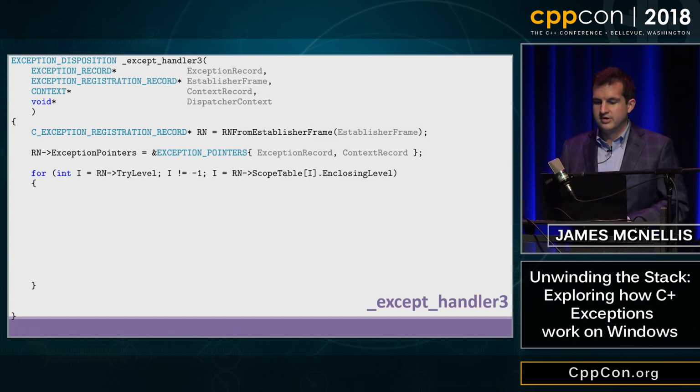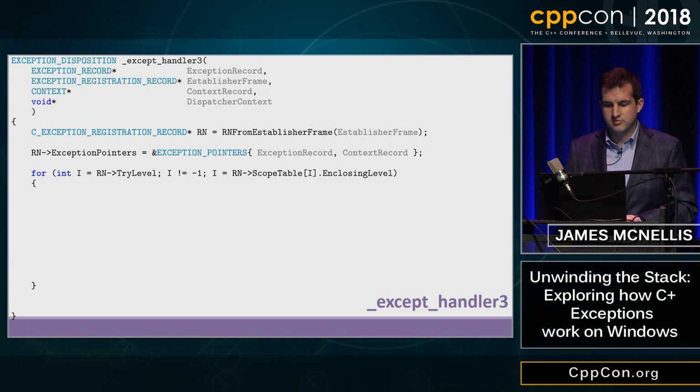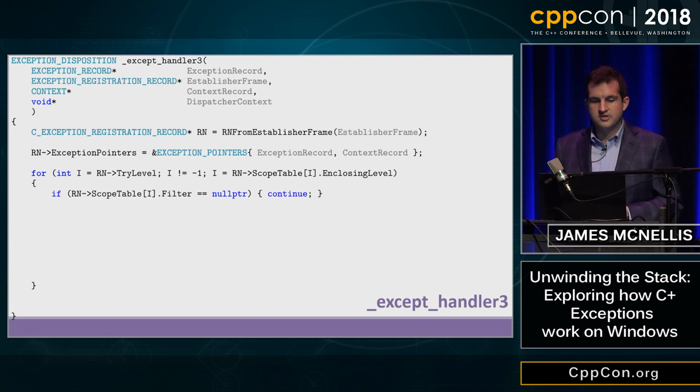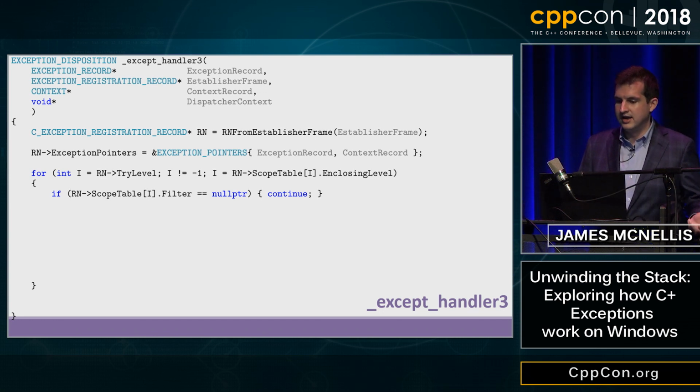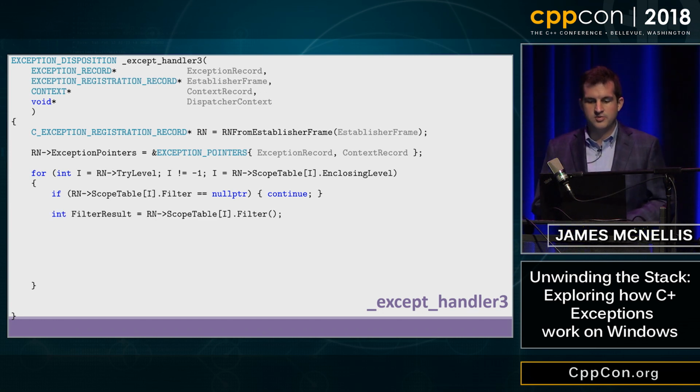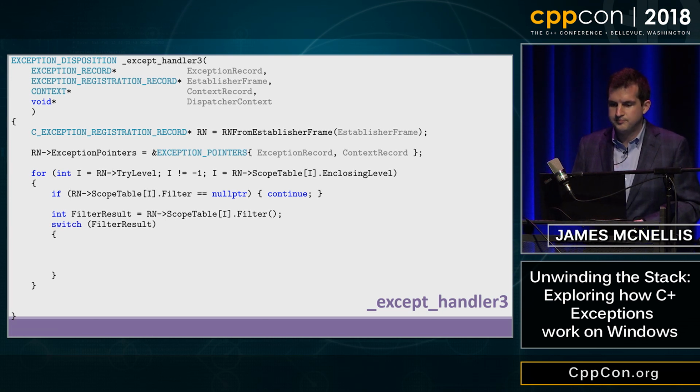We'll then loop through the currently active states. So we start in the current state. Each iteration through the loop, we move to the enclosing state as it's declared inside of the scope table. And then we end when we reach state -1. If the filter pointer for a state is null, then that means it's a finally block, not an except block. So we skip it for now and we move on to the next state. We're only interested in except blocks right now because we're trying to find someone to handle the exception. Otherwise, we call the filter, and then we decide what to do based on the value it returns.